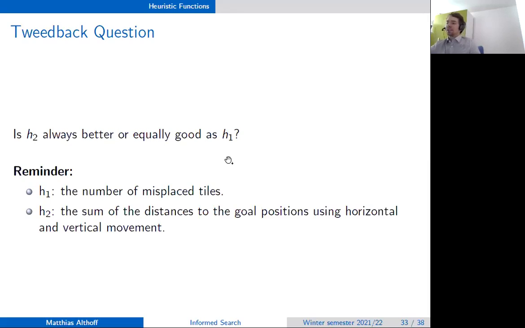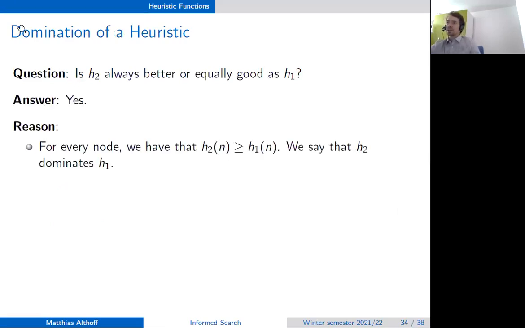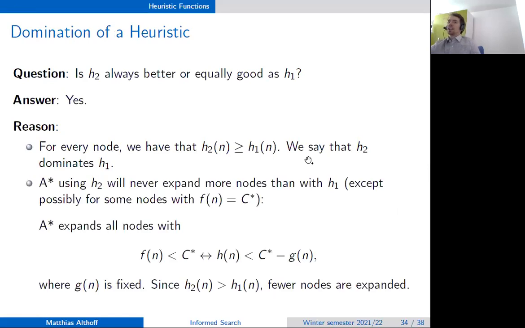It's strictly better. How can we say that a heuristic is strictly better than another heuristic? This we already answered through feedback. The reason is that for every node, the heuristic H2 is greater or equal to heuristic H1. So then we can say that H2 dominates H1. And what happens is that you expand fewer nodes. As we have already seen, A star using heuristic H2 will never expand more nodes than with H1 because of the following reason.